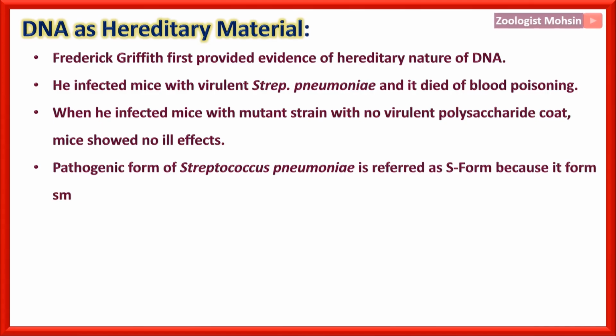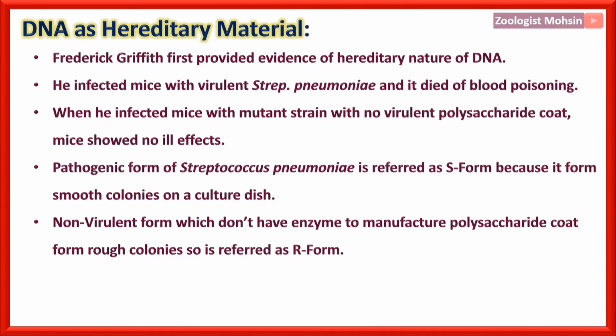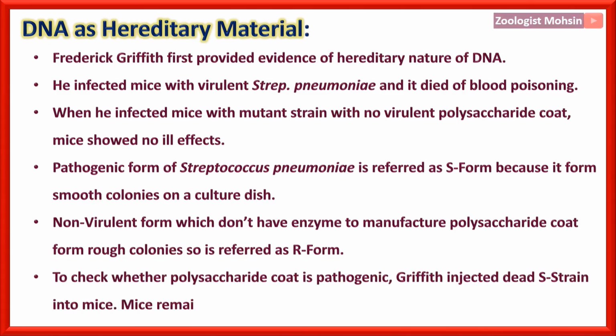The pathogenic form of Streptococcus pneumoniae is referred to as S form because it forms smooth colonies on a culture dish in the laboratory. The non-virulent form, which does not have the enzyme to manufacture the polysaccharide coat, forms rough colonies, so it is referred to as R form. So S form or R form are basically due to the nature of the colonies they form on the petri dish in the lab. To check whether the polysaccharide coat is pathogenic, Griffith injected dead S strain into mice, and the mice remained healthy, rejecting the hypothesis that the polysaccharide coat is responsible.